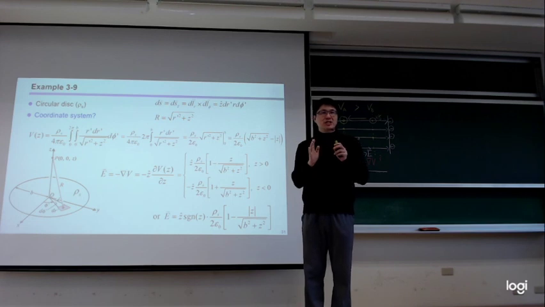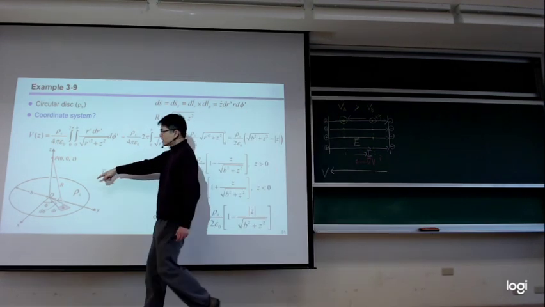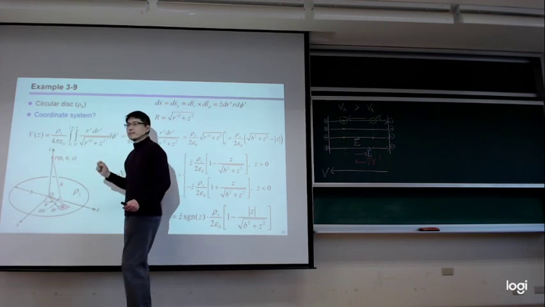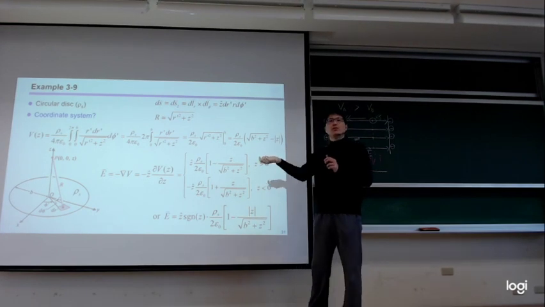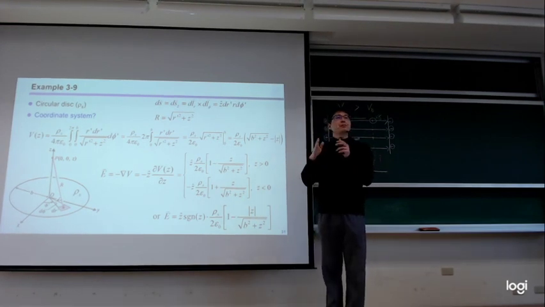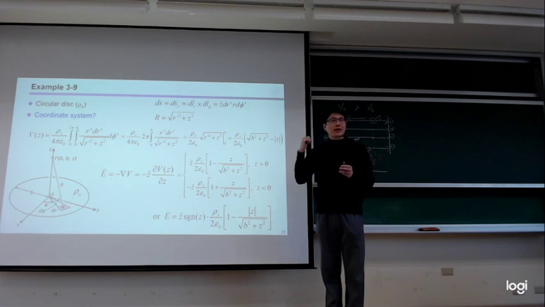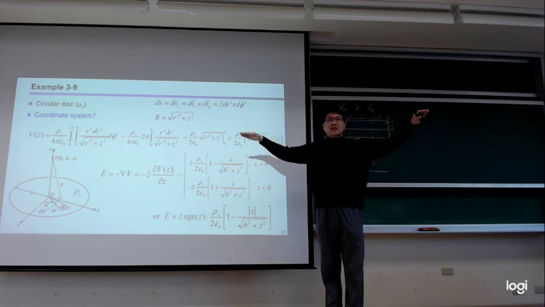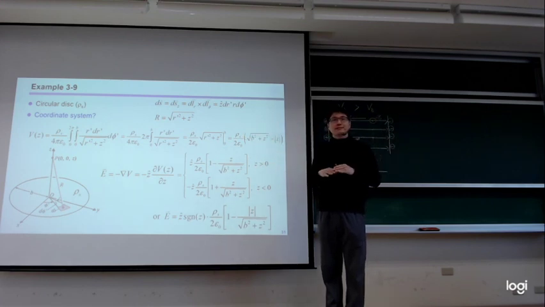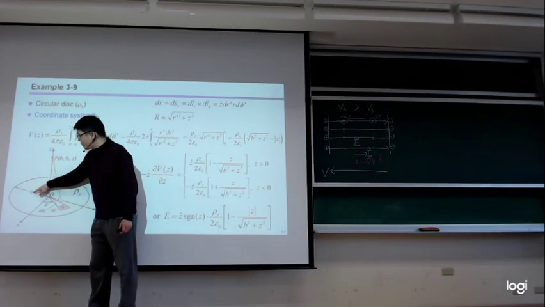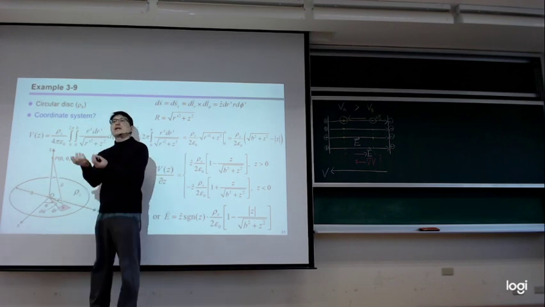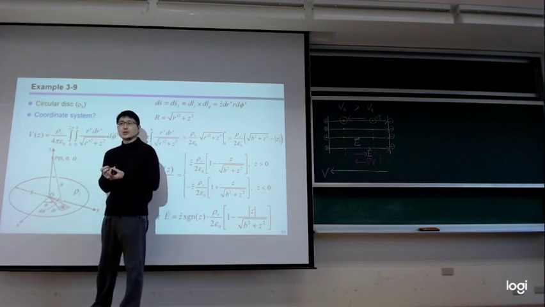So somehow this is telling you that this disk geometry, when you make certain approximations, will become the planar charge distribution that we analyzed. In that case, we assumed the plane is infinitely large. So how can we make this disk with a finite radius appear infinitely large? Think about it.